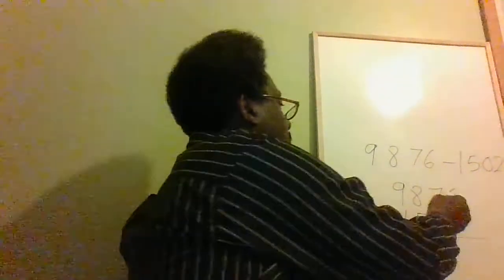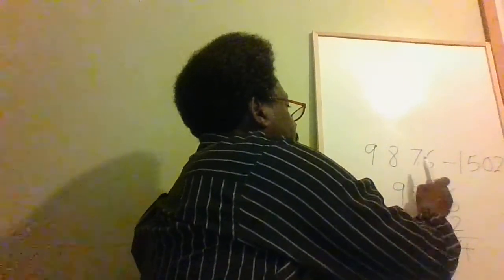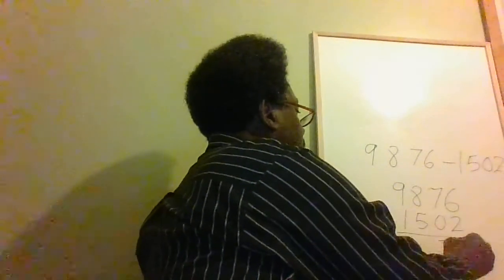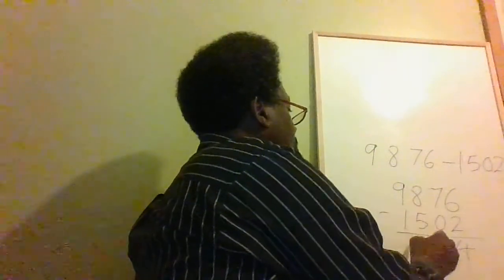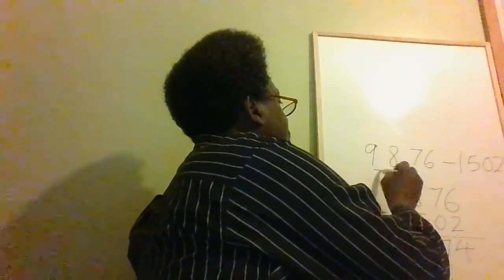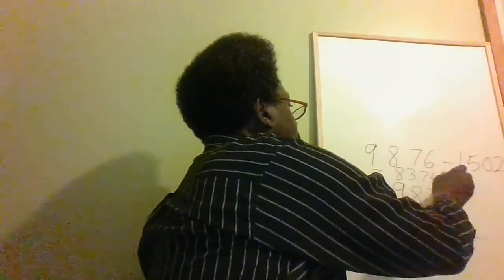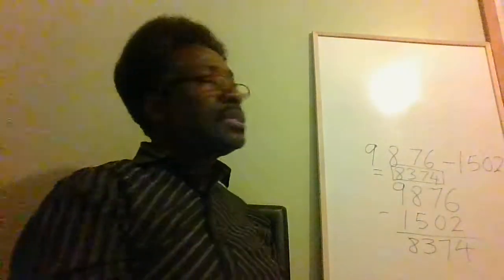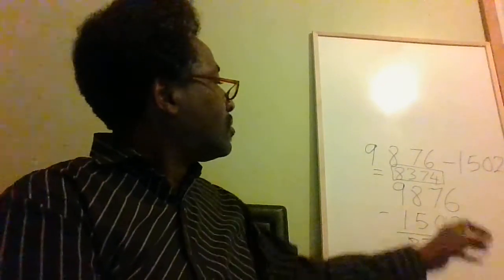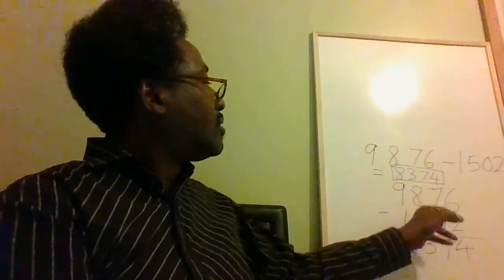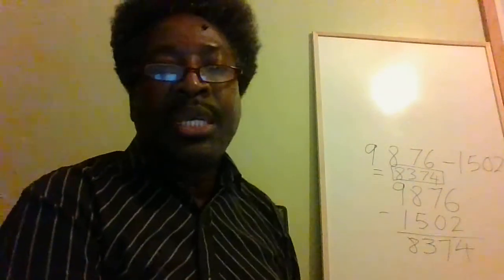And then you go 6 take away 2 is 4, 7 take away 0 is 7, 8 take away 5 is 3, 9 take away 1 is 8. And therefore the answer is 8,374. That's the answer. Remember, equals means the answer is. So 6 take away 2 is 4, 7 take away 0 is 7, 8 take away 5 is 3, 9 take away 1 is 8.